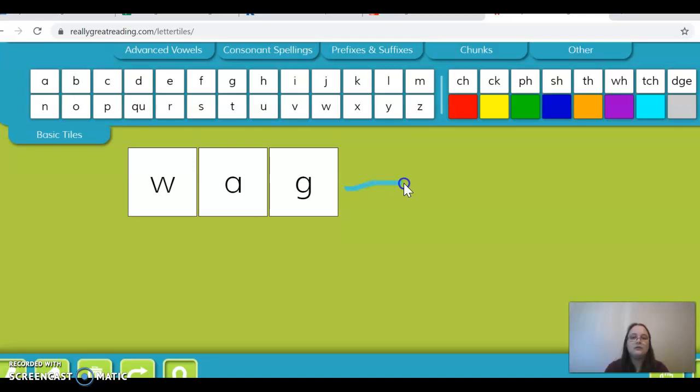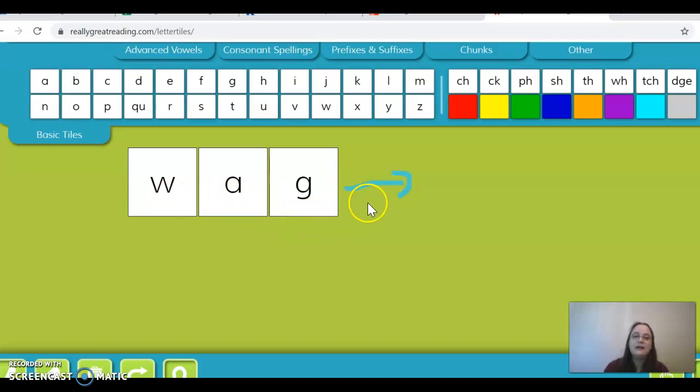So we are going to turn wag into wags because Brownie wags her tail. And friend, that's my dog's name. You met her on morning meeting one time. She's a whole mess, but that's okay. So you have w-a-g, wag.